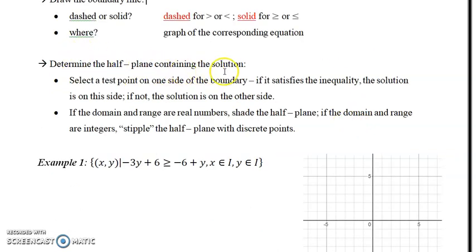So we determine the half plane containing the solution. Remember, we did that test point right on one of the boundaries. If it satisfies it, we shade on that side. If it doesn't, we shade on the other side. Very simple.